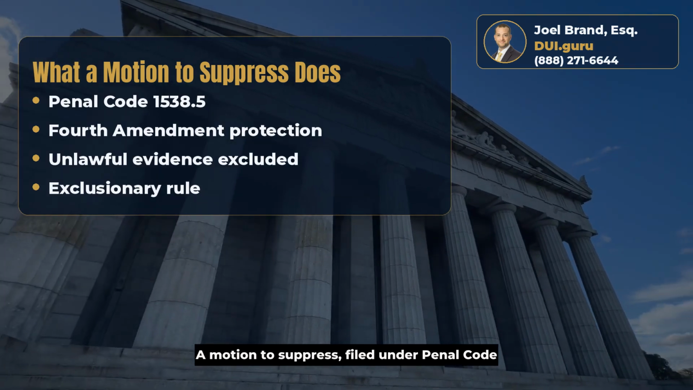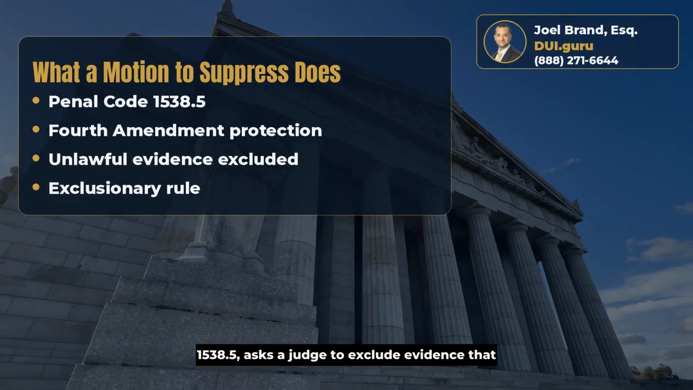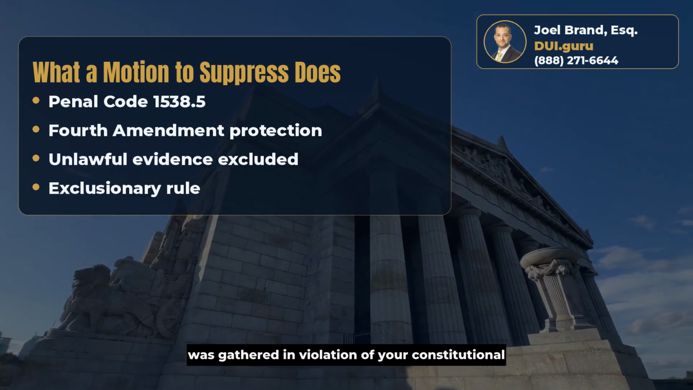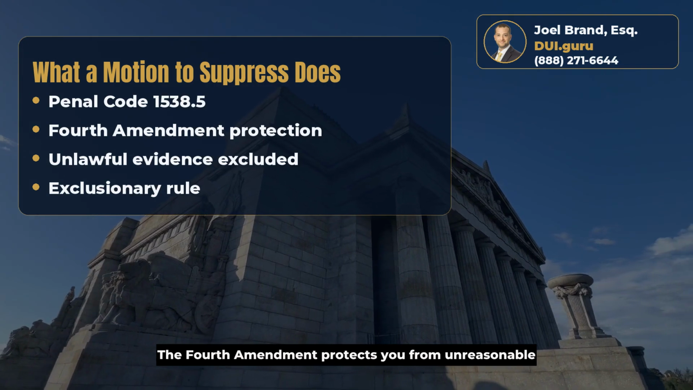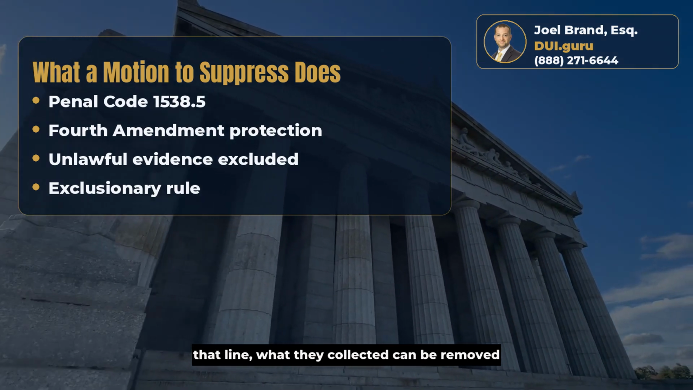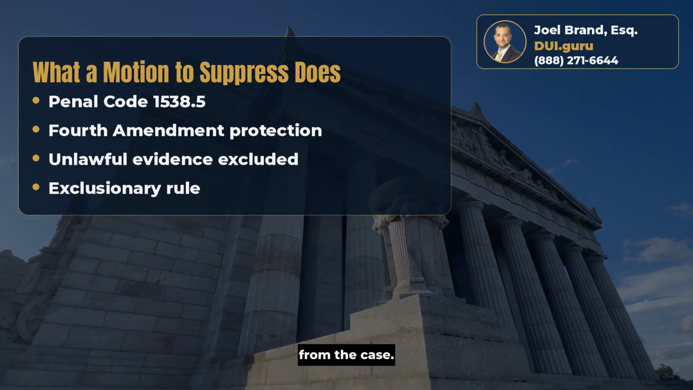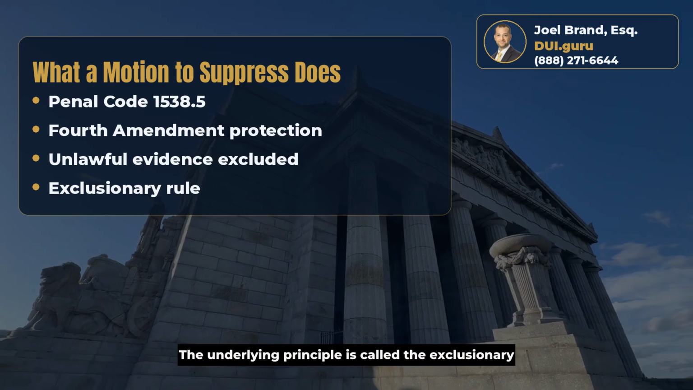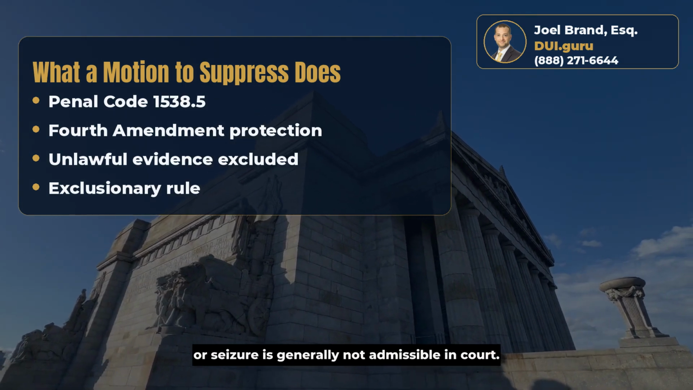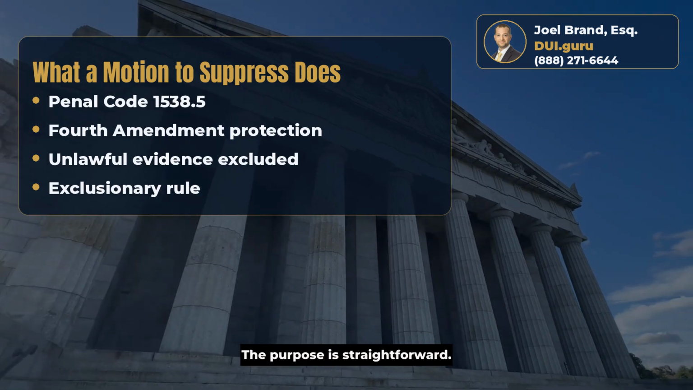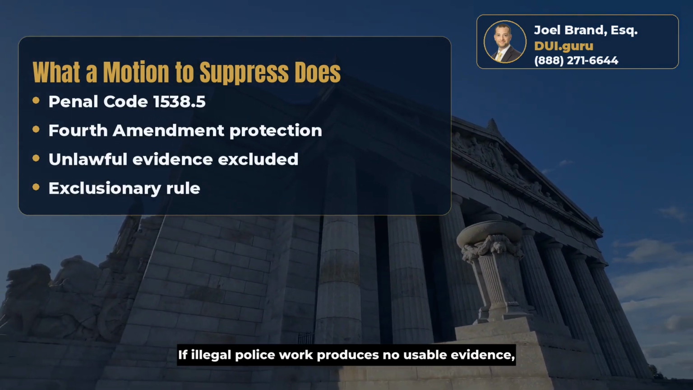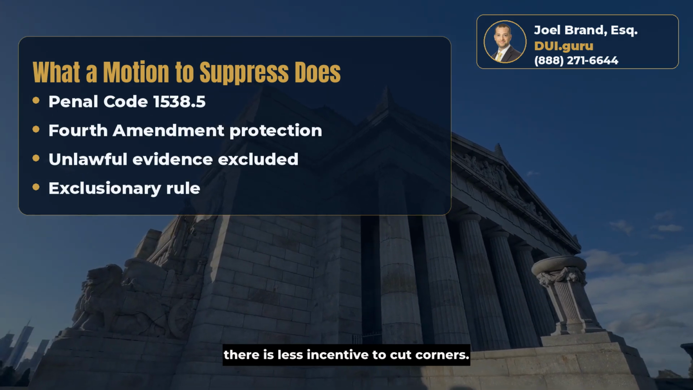A motion to suppress, filed under Penal Code 1538.5, asks a judge to exclude evidence that was gathered in violation of your constitutional rights. The Fourth Amendment protects you from unreasonable searches and seizures, and when police cross that line, what they collected can be removed from the case. The underlying principle is called the exclusionary rule. Evidence obtained through an unlawful search or seizure is generally not admissible in court. The purpose is straightforward. If illegal police work produces no usable evidence, there is less incentive to cut corners.